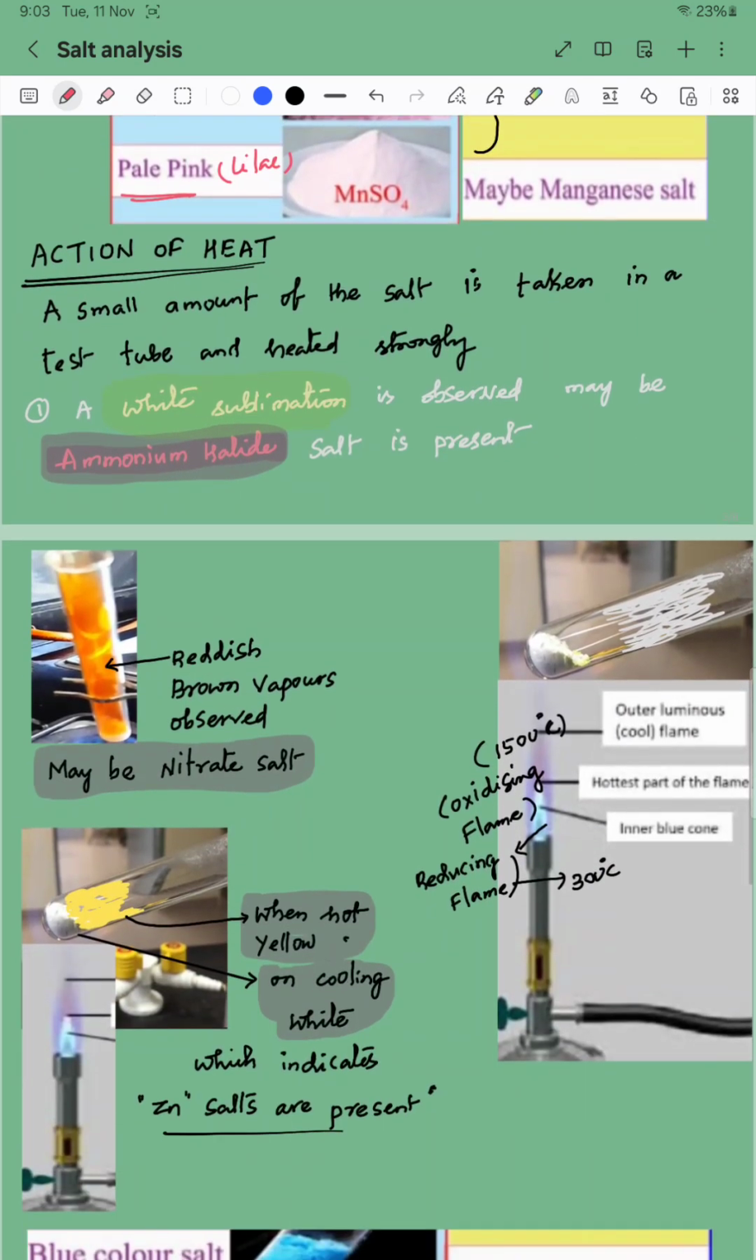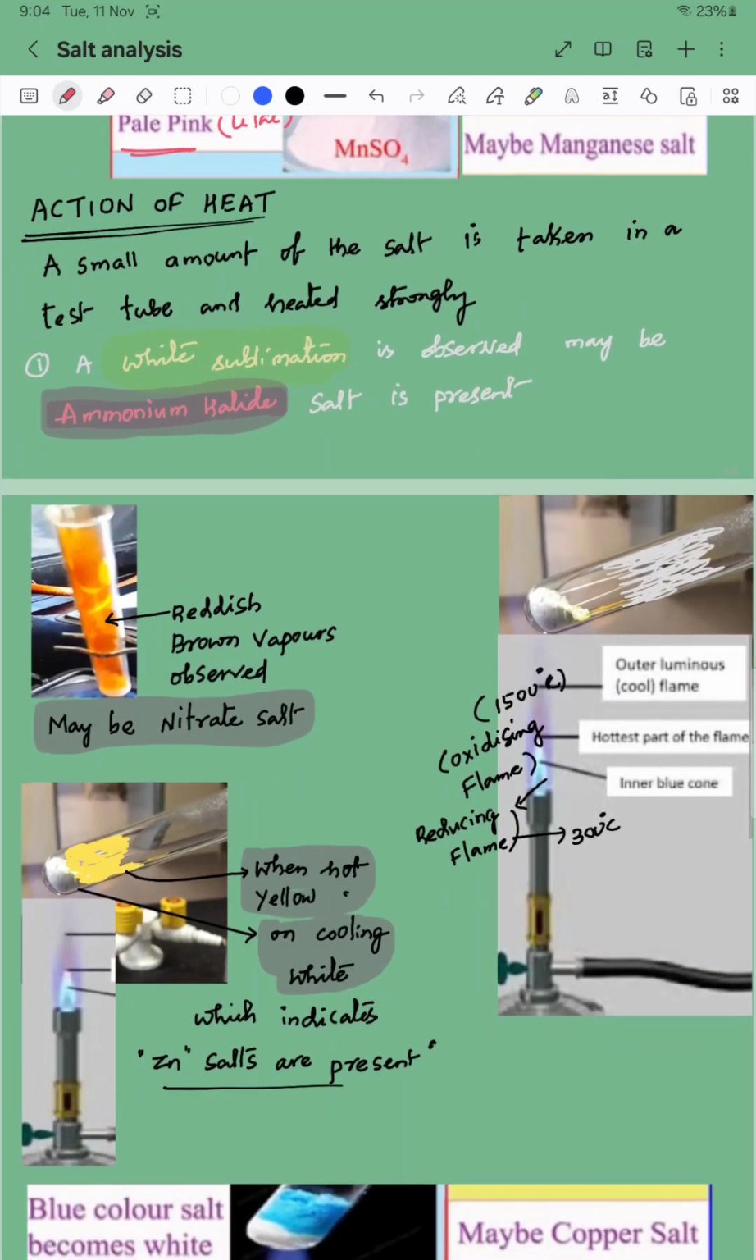Next we will move to the action of heat. How to do the action of heat? Simple: take a small amount of salt in a test tube and heat it strongly, using a Bunsen burner. Right, so look at this, here is the first one.